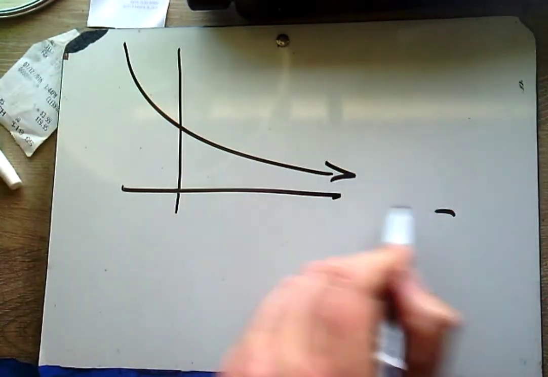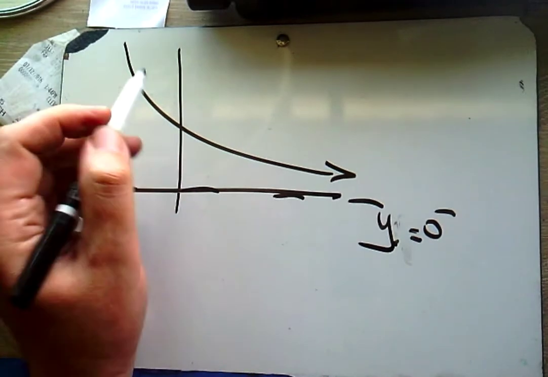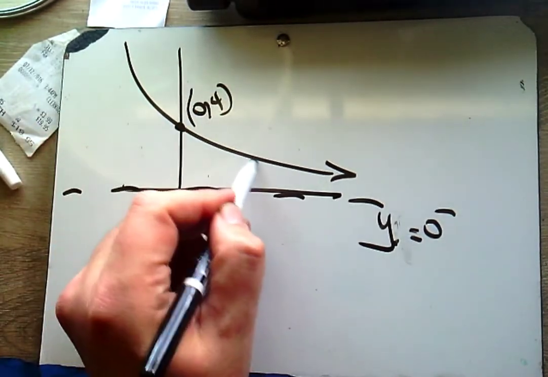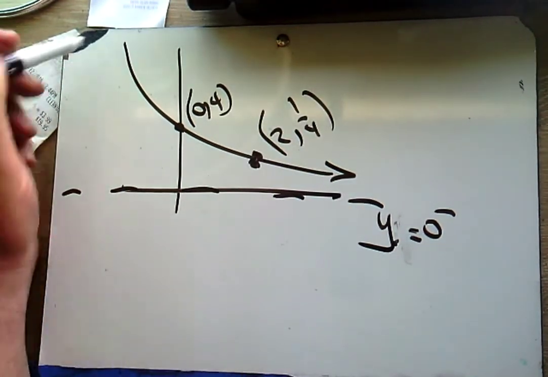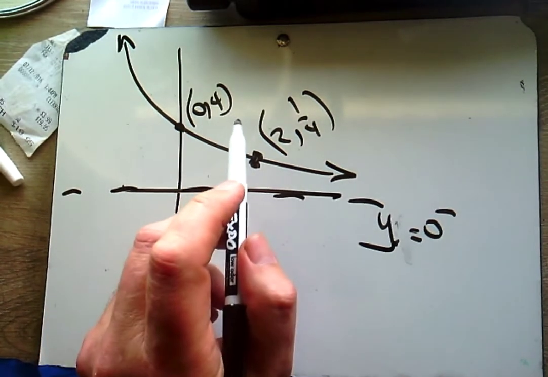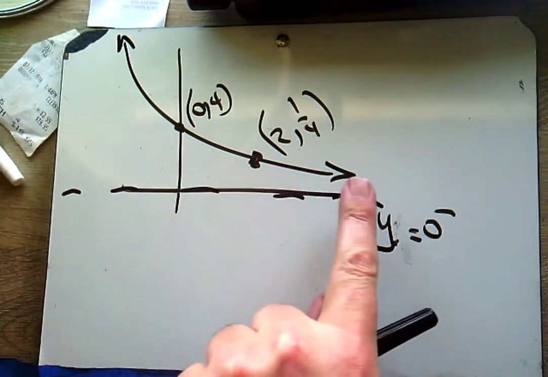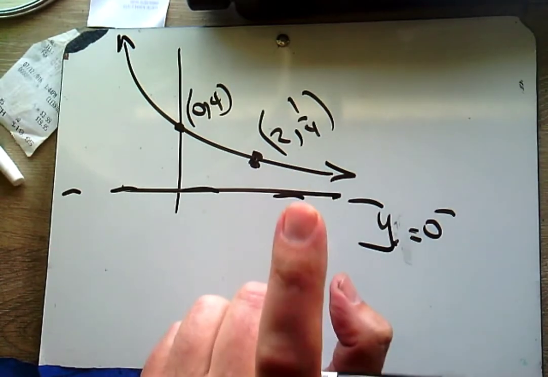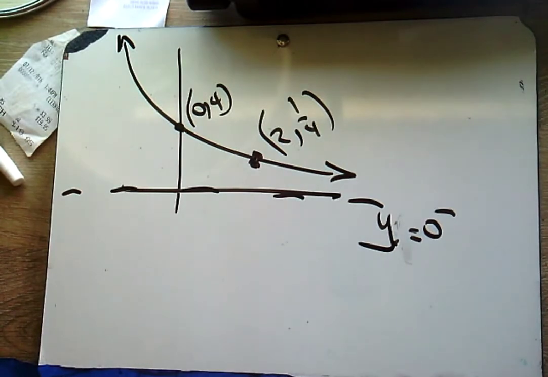So, last problem. I've got a graph and I want to write the equation. Here's y equals 0. I've got 2 points, (0, 4) and (2, 1/4). Will you please write the equation for this? And before you go off and do that, is this exponential growth or decay? Well, the numbers are getting smaller and smaller, so I'm looking at decay. So when you build your model, check to make sure that it's a decay model. Okay?